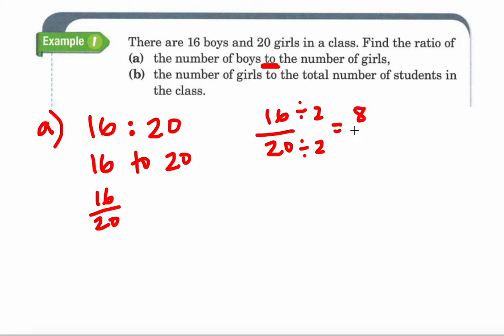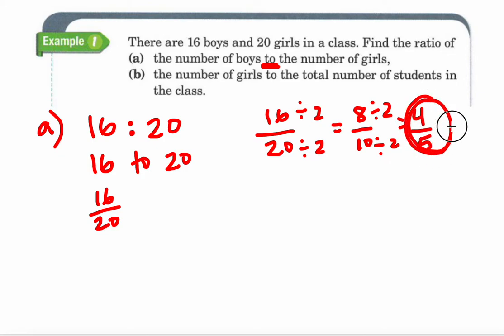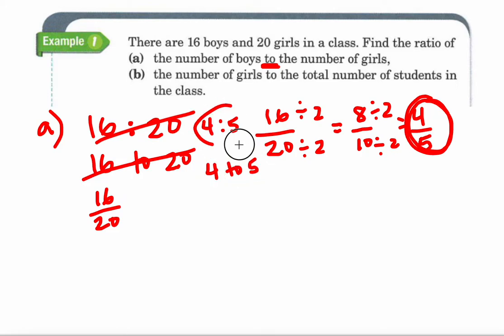16 divided by 2 is 8. 20 divided by 2 is 10. They're still even, so we can still divide by 2. We get 4 to 5. So we can write it as 4 to 5. We can write it as 4:5 with colons. We can write it as 4 to 5 with words. But 4 to 5 gives us a much better and more exact picture of the boys to girls ratio, right?